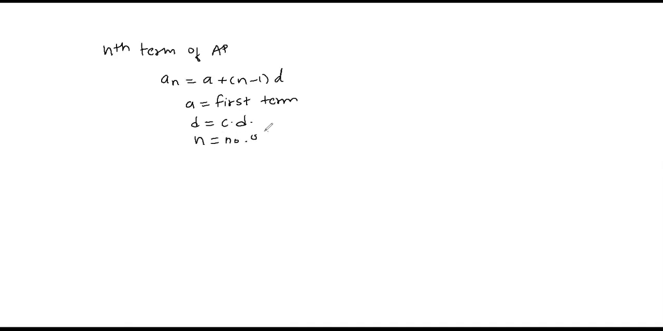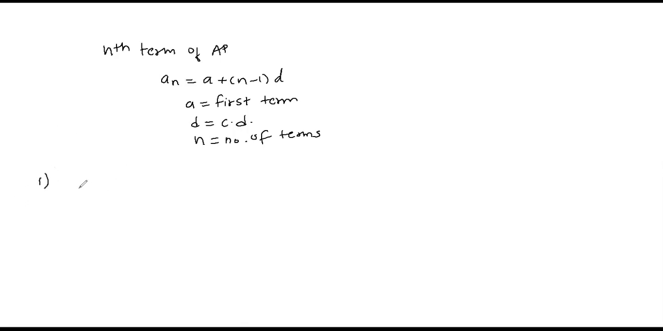Now, what is the nth term of an AP? We have a formula for the nth term of an AP: an is equal to a plus n minus 1 into d, where a is your first term, d is your common difference, and n is your number of terms. We are going to use this formula to find the nth term of an AP. Let me take a simple example first, and we'll start with that.